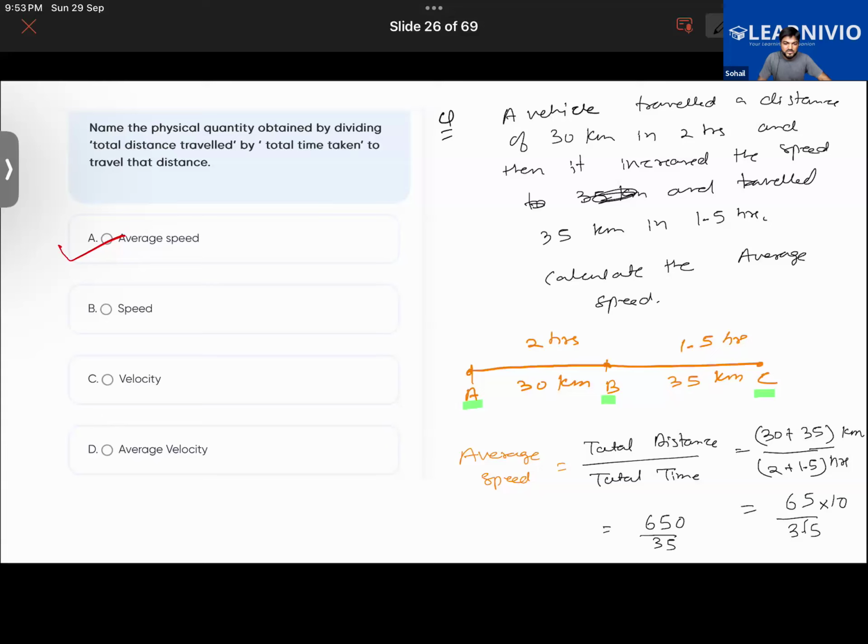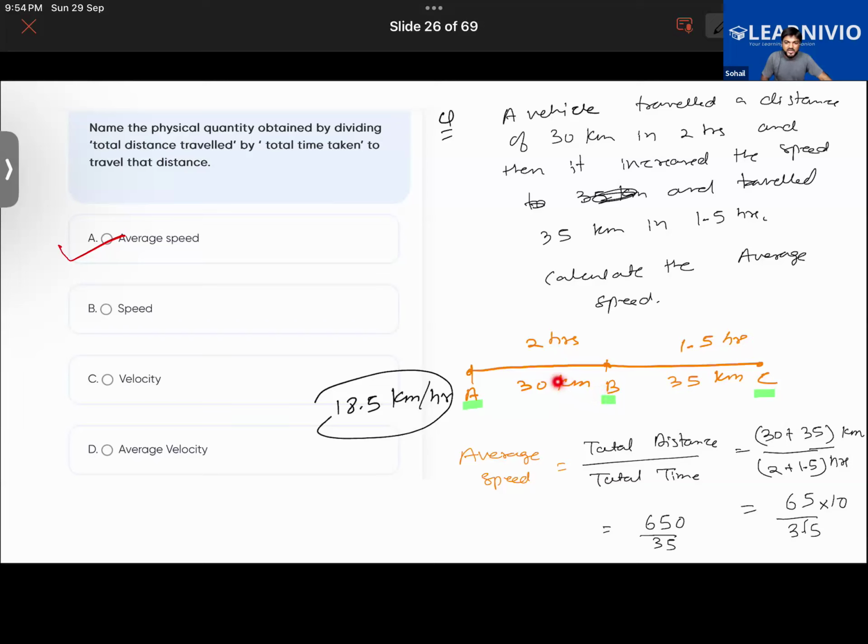Sir, we should multiply with ten? Repeat again. Yeah, whenever you remove the decimal, if there's a decimal value in the denominator and the decimal point is removed, the numerator gets multiplied with 10. Okay, without doing so also you could have multiplied or divided it. Anyways, the answer would be 18.5. So 18.5 kilometer per hour was the average speed with which the person was driving.